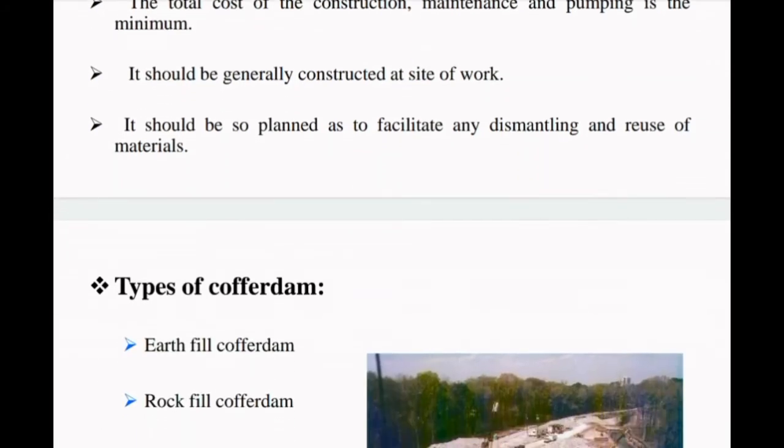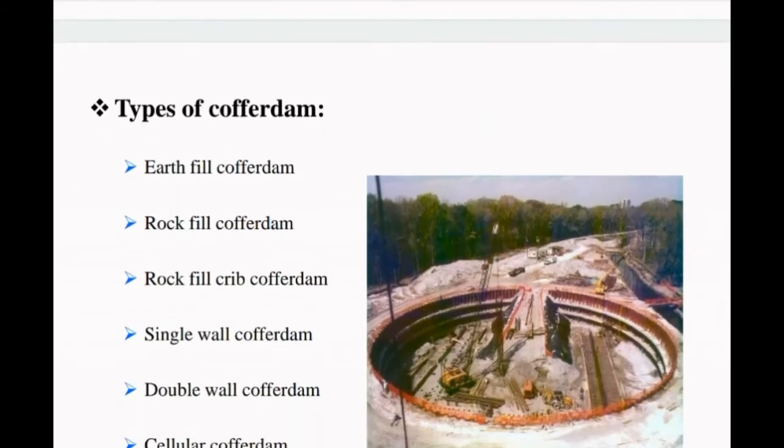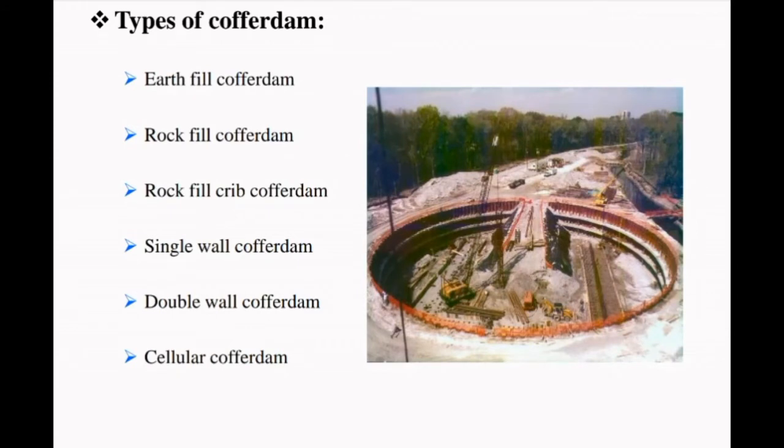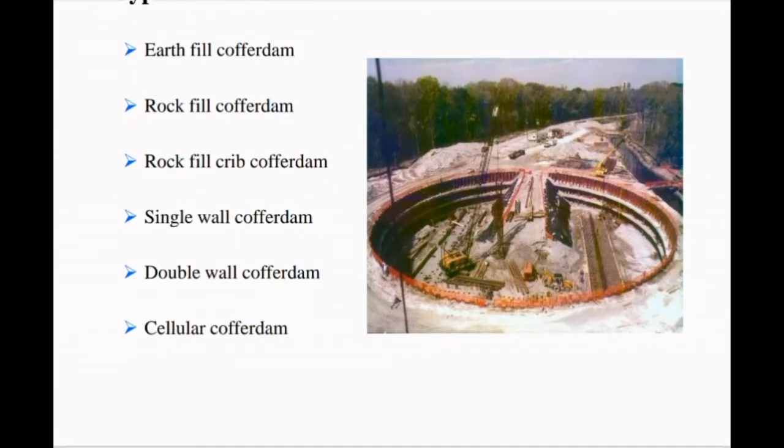And there are some types of cofferdams. Now you can see that. First one is earth-filled cofferdam. Second one is rock-filled cofferdam. Third one is rock-filled crib cofferdam. Fourth one is single wall cofferdam. Fifth one is double wall cofferdam, and the final one is cellular cofferdam. This is the pictorial representation of the cofferdam.